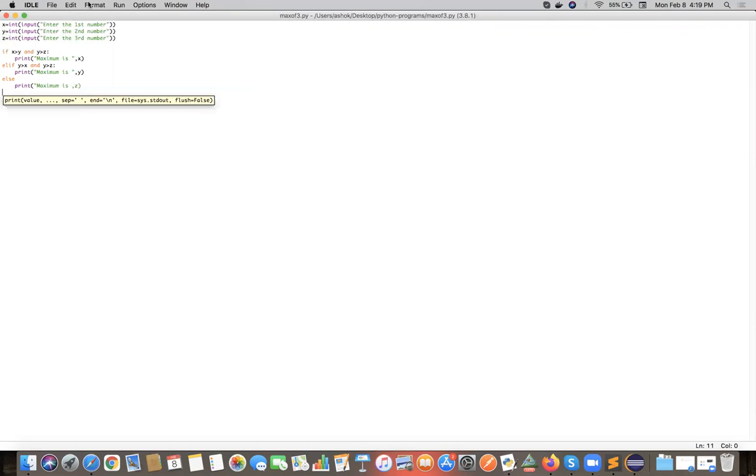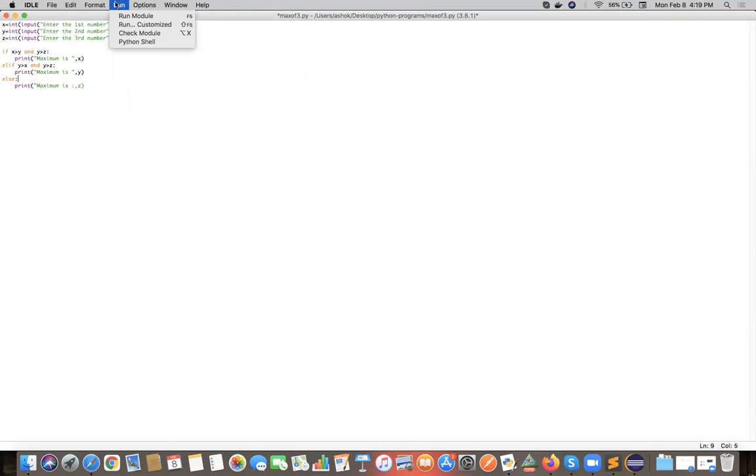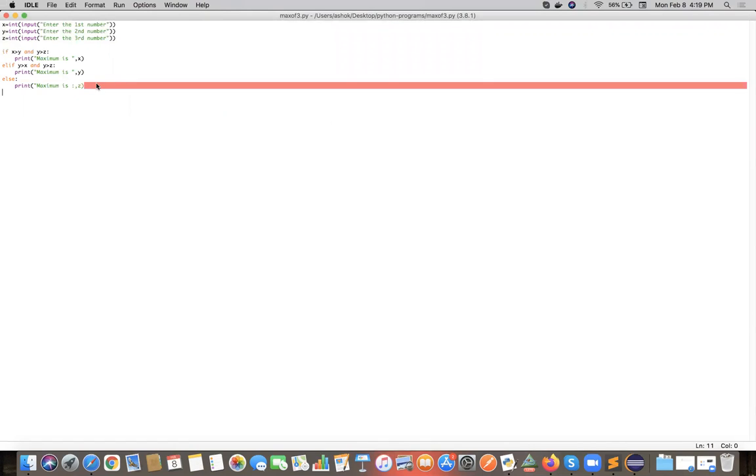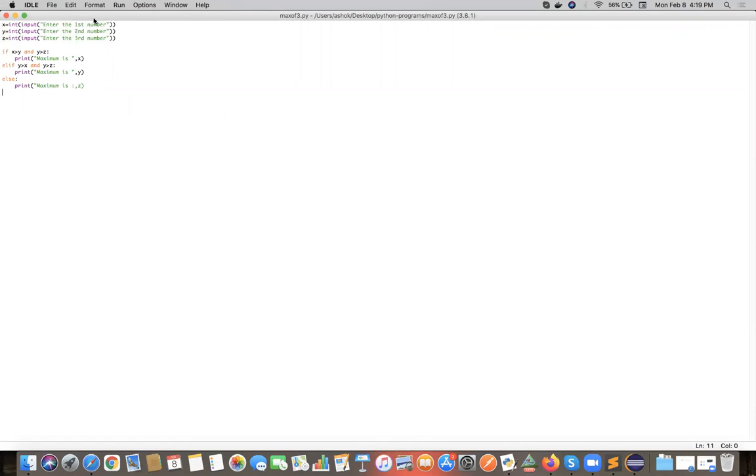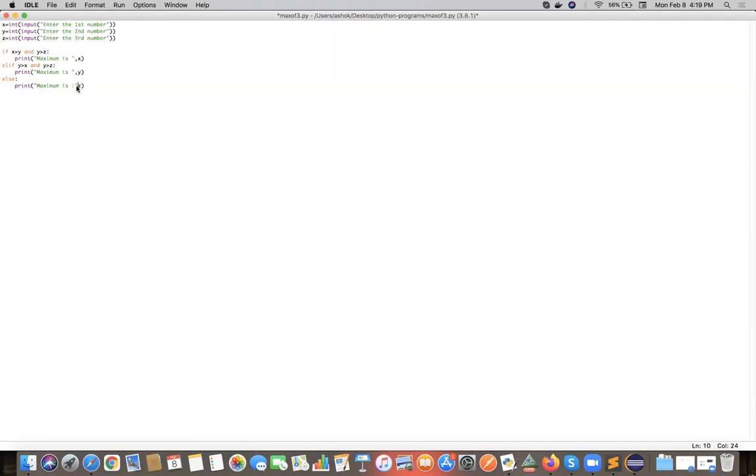Okay. So if you run this program, okay, I forgot that colon here. What else is the problem? Oh, okay. Oh, I forgot the double quotes. So see here, it reports the invalid syntax. Fine.